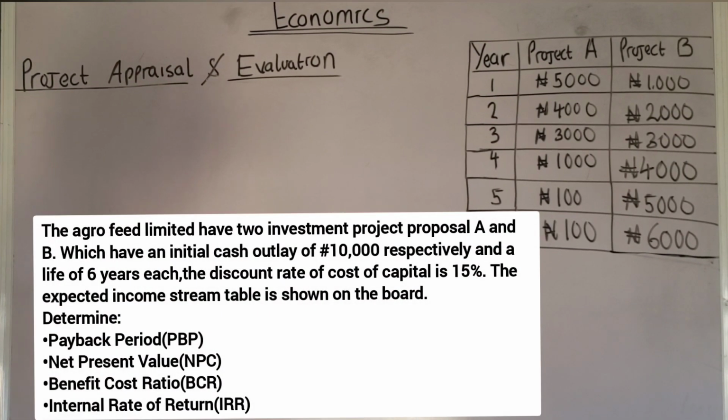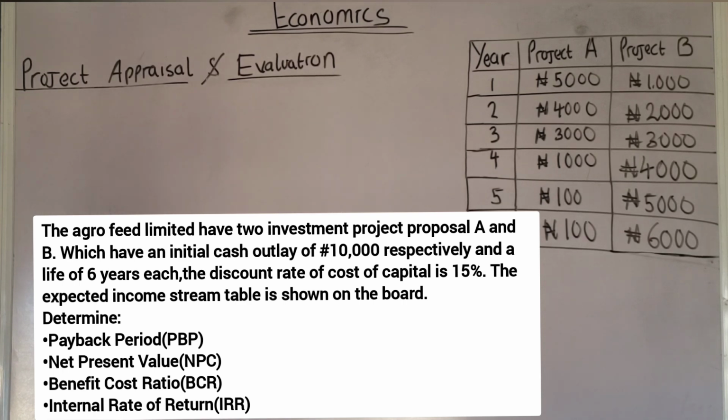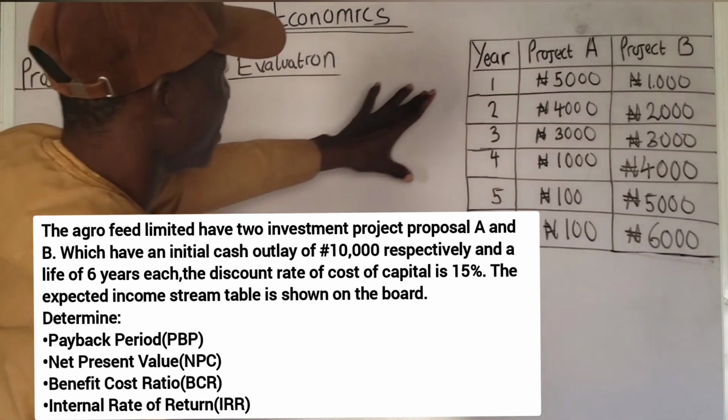Agrofeed Limited has two investment proposals, project A and B, which have an initial outlay of 10,000 naira respectively and a life of 6 years each. The discount rate or cost of capital is 15%. The expected income streams are shown below. I showed it on the board. Okay, this is the expected income stream table.